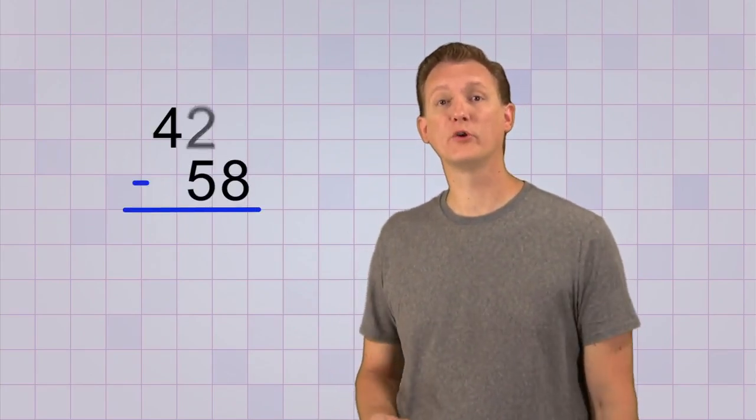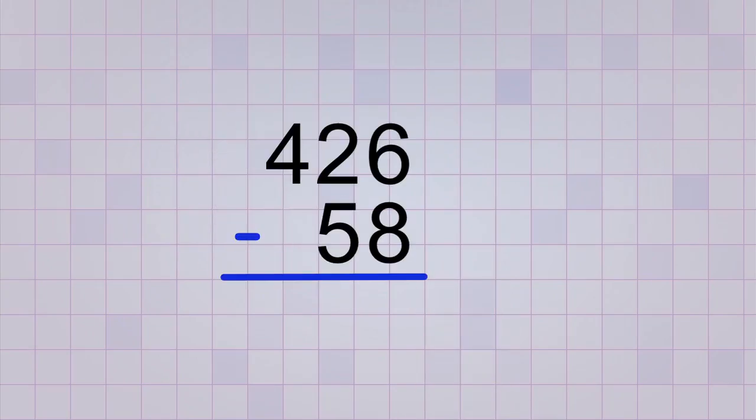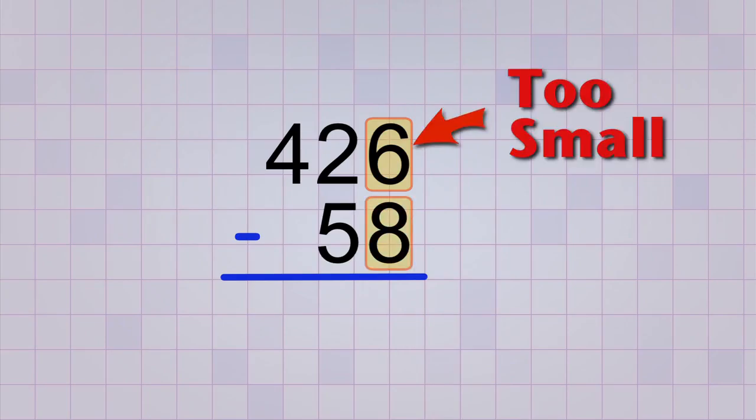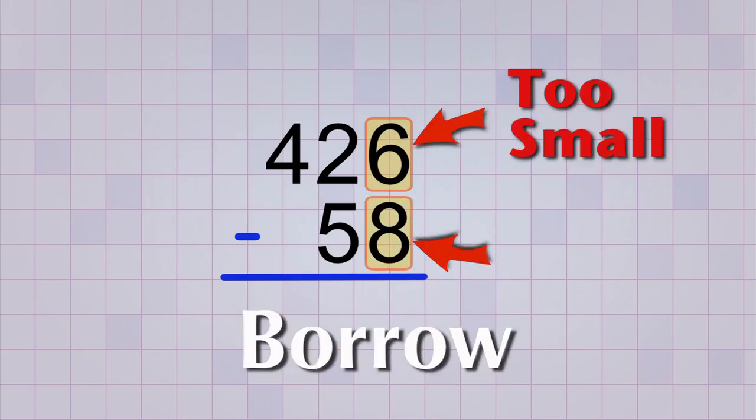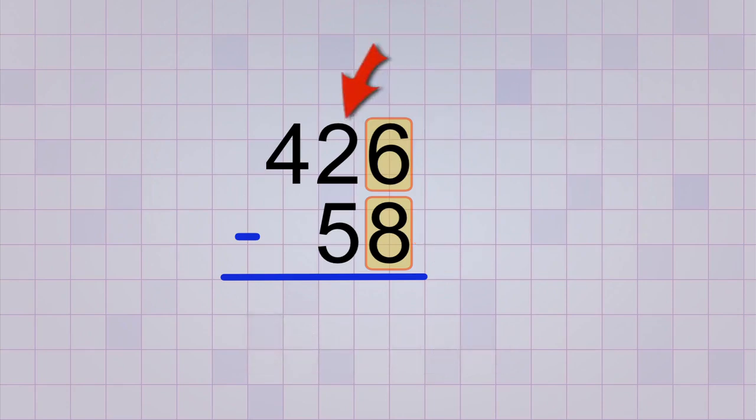All right, let's try another example with borrowing, or regrouping as some teachers call it. Let's subtract 58 from 426. Again, we start by subtracting the digits in the ones place column. Here we have 6 minus 8, and since 6 is too small to subtract 8 from, we'll need to borrow. We always borrow from the number place on the left.